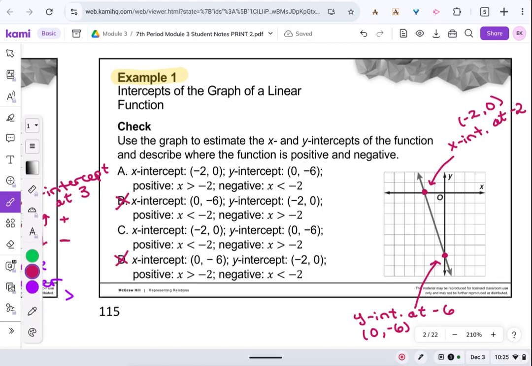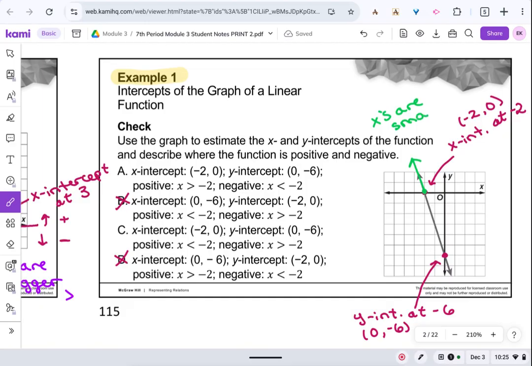Okay, so now we need to check our positives and negatives. Remember, positive, we start at our x point and we're going up. Okay, as we're going up and to the left, our x's are smaller from that point. And again, we want to use that less than symbol. So they're smaller at that point at -2. So what that will look like is x less than -2.